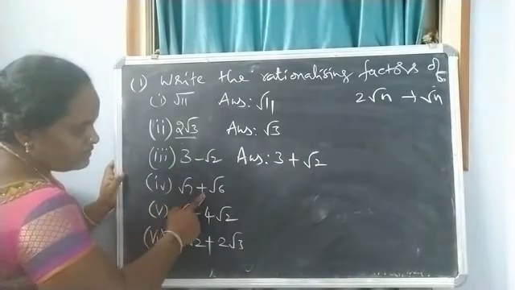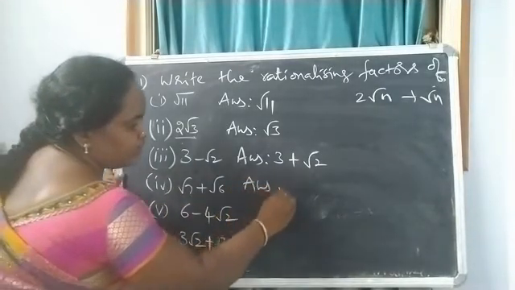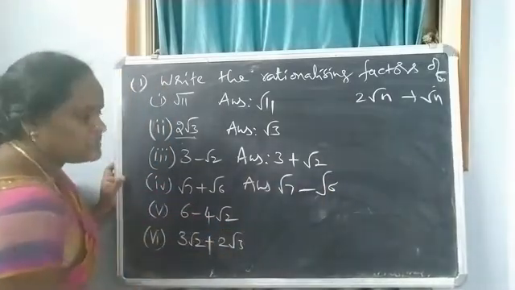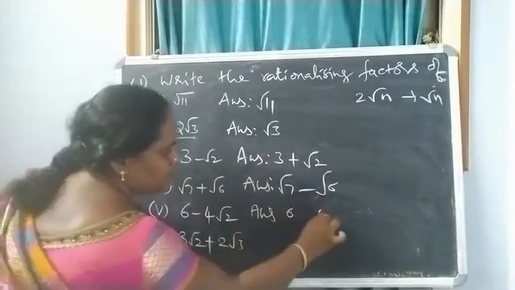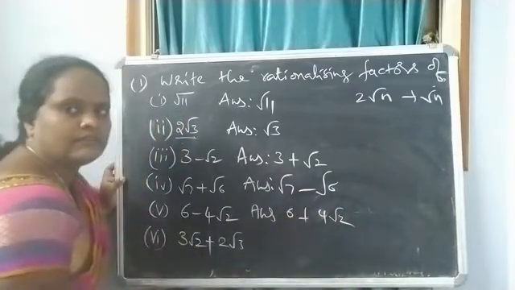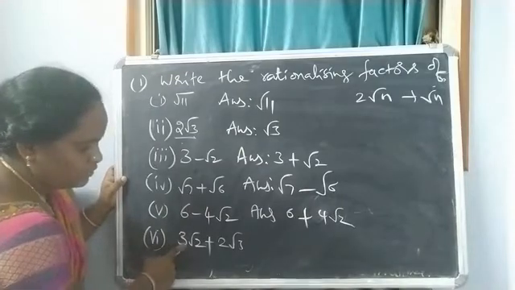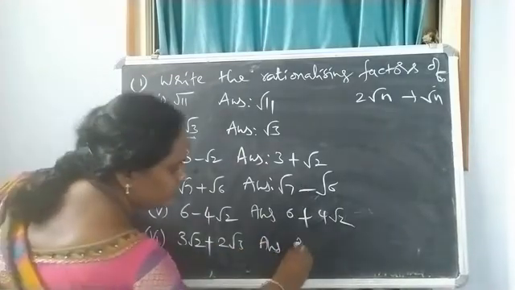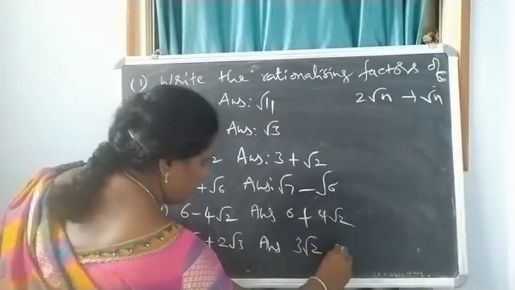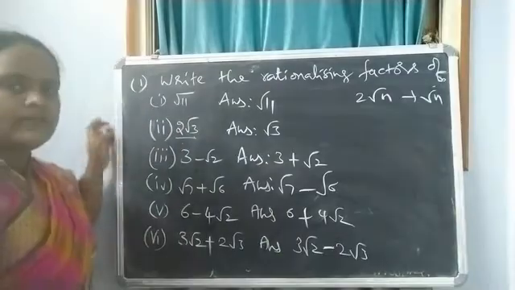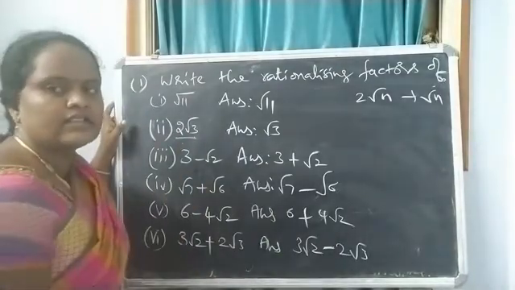Similarly, for root 7 plus root 6, what is the rationalizing factor? a is root 7, b is root 6. Here plus is there, change the sign. Next, 6 minus 4 root 2. Minus is there, change the sign, plus. Next, 3 root 2 plus 2 root 3. This is also like a plus b. Here a is 3 root 2, b is 2 root 3. Plus is there, change the sign, a minus b. So these are the rationalizing factors.